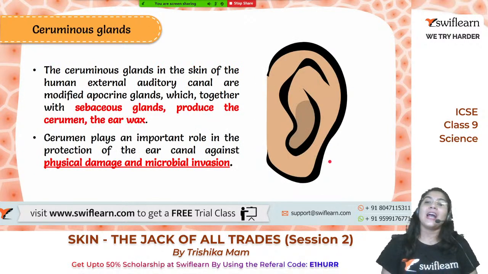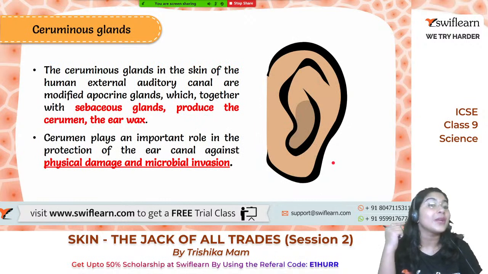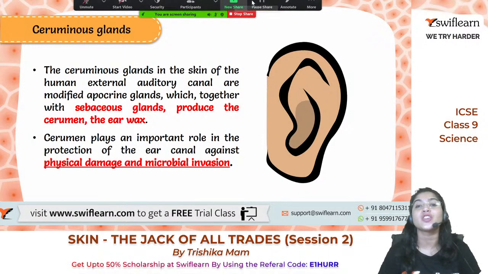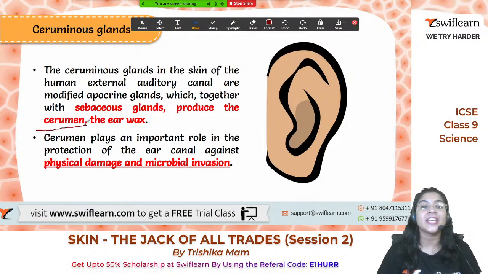Another gland is present in our ears, which is known as the ceruminous gland. What is the ceruminous gland? It is the apocrine type of gland which is present along with the sebaceous gland in the ear, and it helps in production of the cerumen. What is cerumen? Nothing but the ear wax.